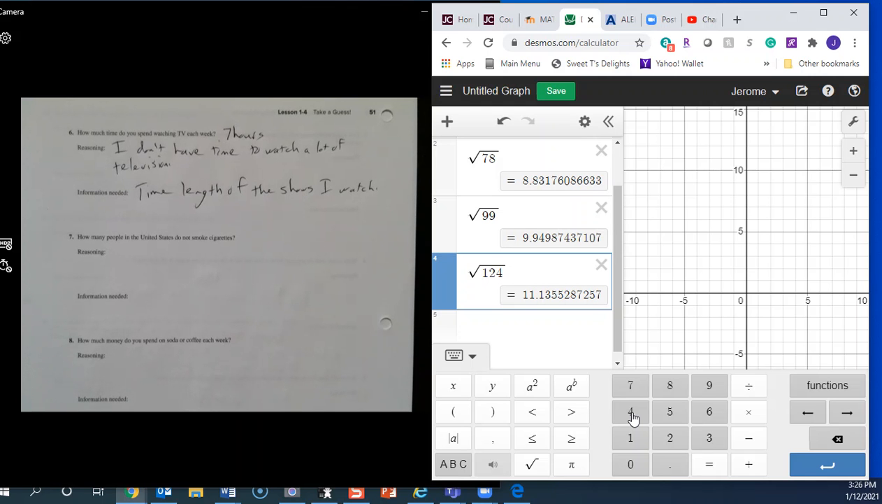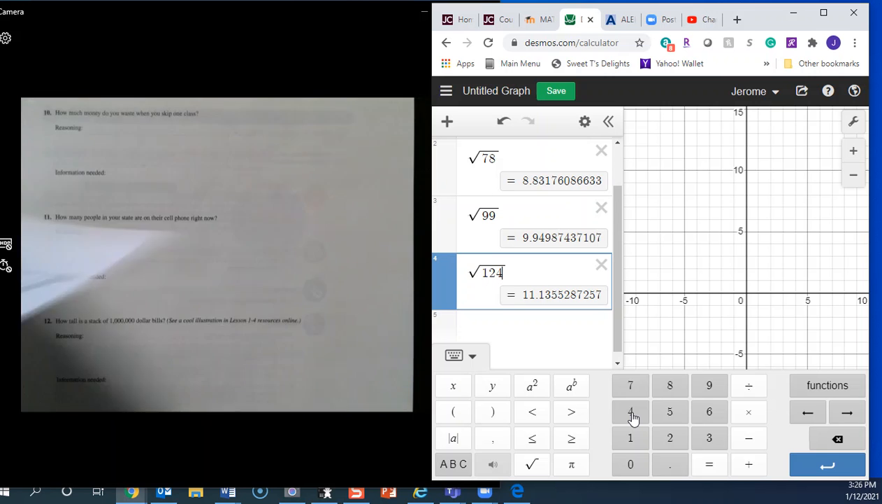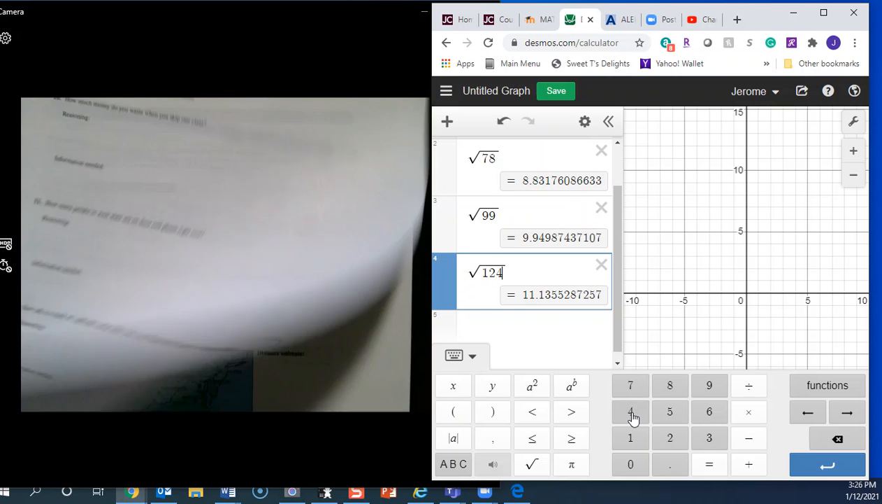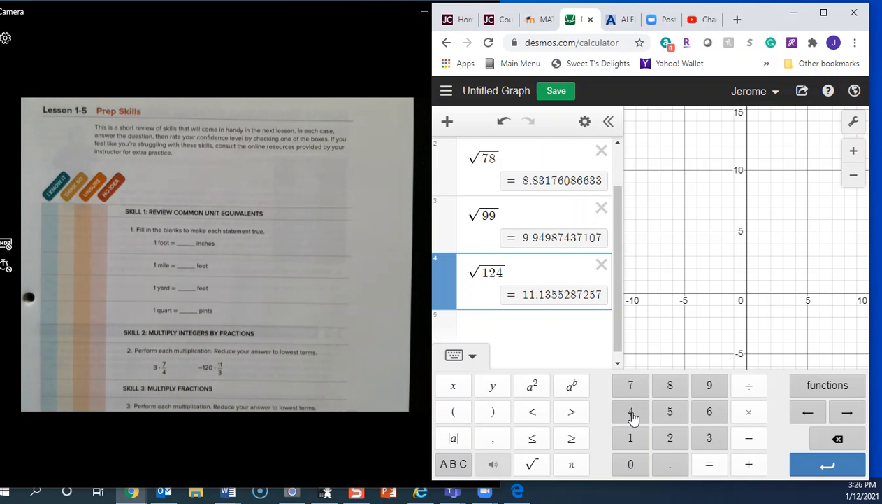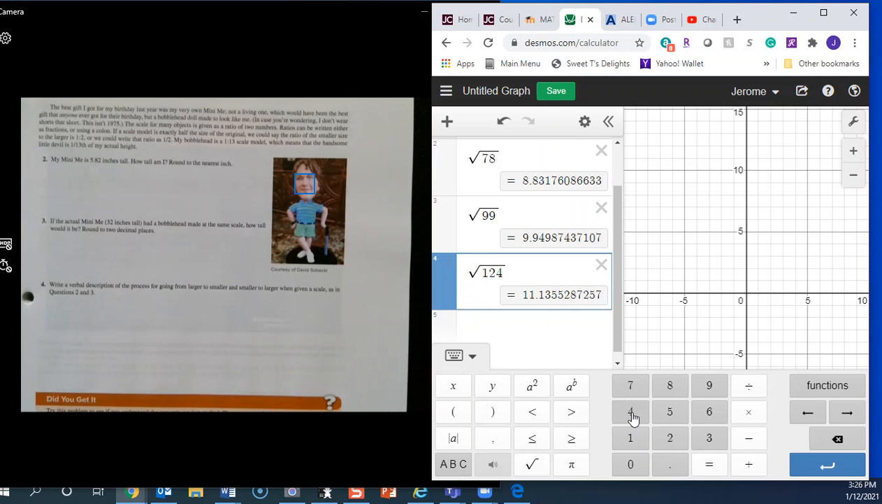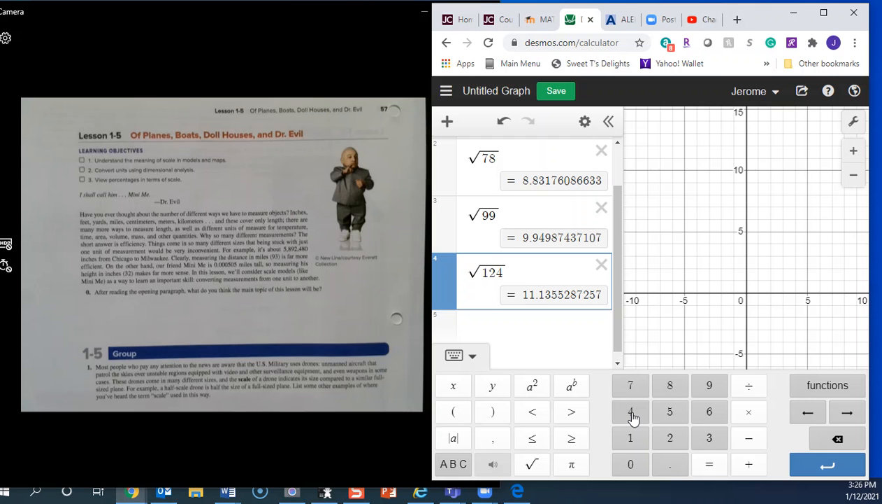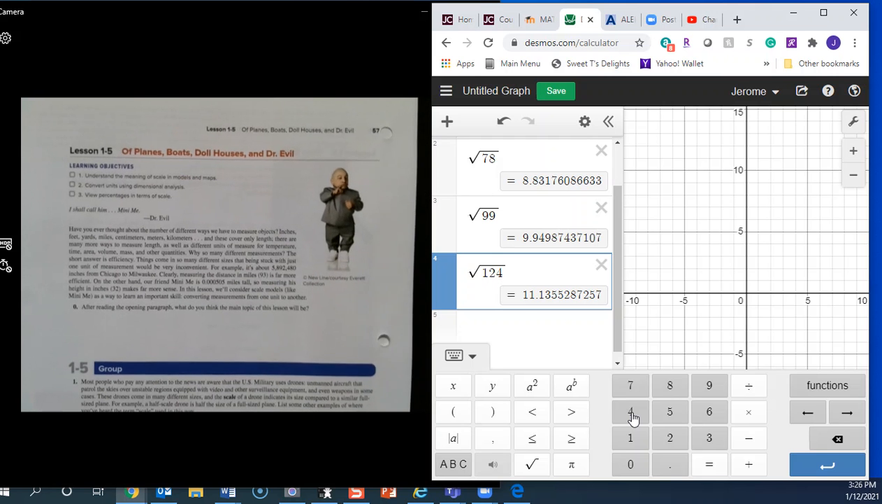Now, let me just say this. The reason for the activity of you explaining your answer is preparing you for other problems that will ask you to explain your reasoning with your answer. So this is a good preparation, or it was a good preparation. So now we move over here to 1.5 on page 57.